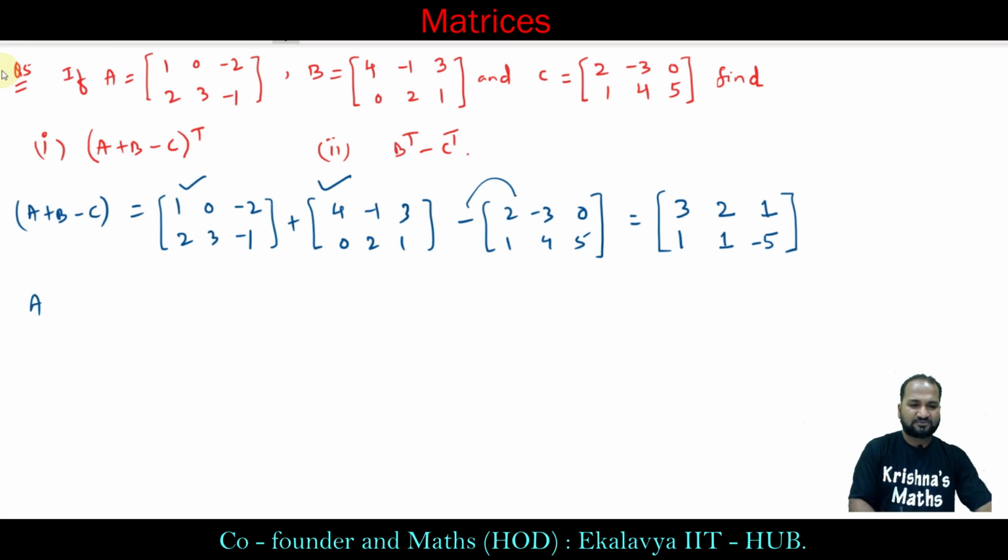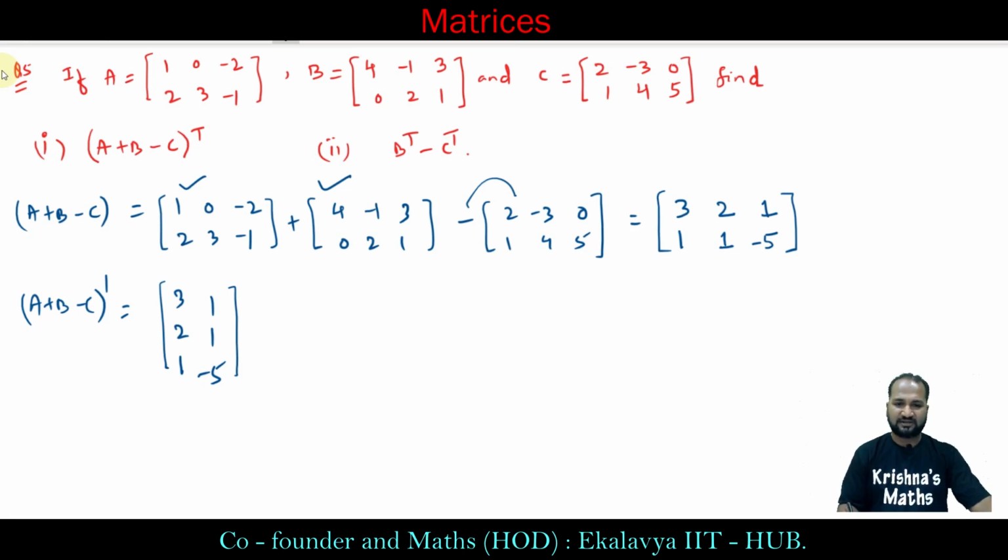Now the transpose of this A plus B minus C. So the transpose is: first row will become first column and second row will become second column. This is the transpose of A plus B minus C.